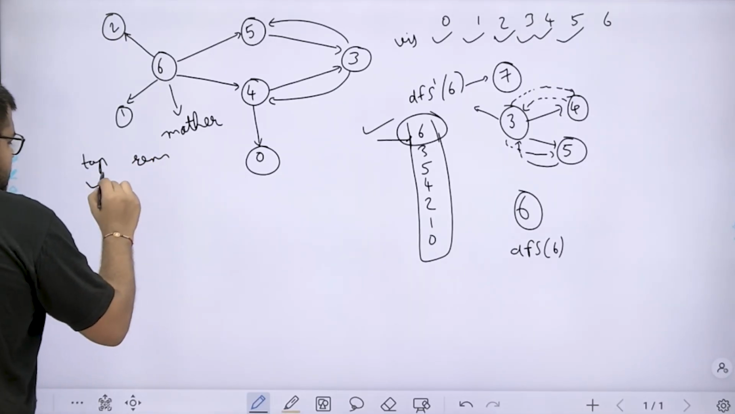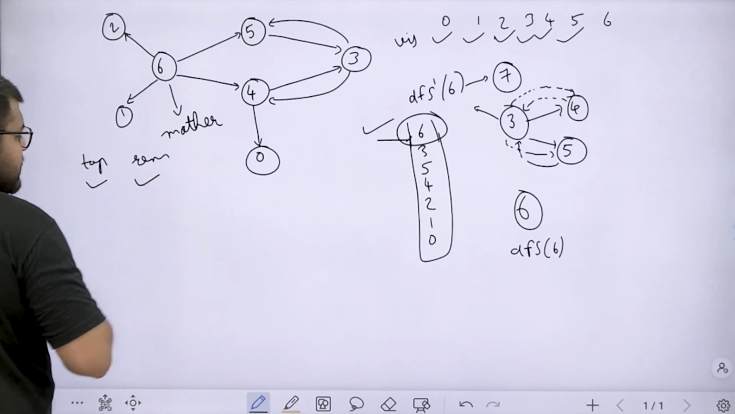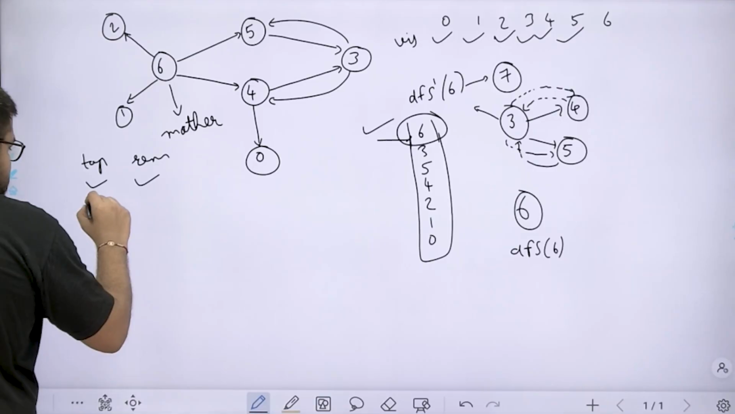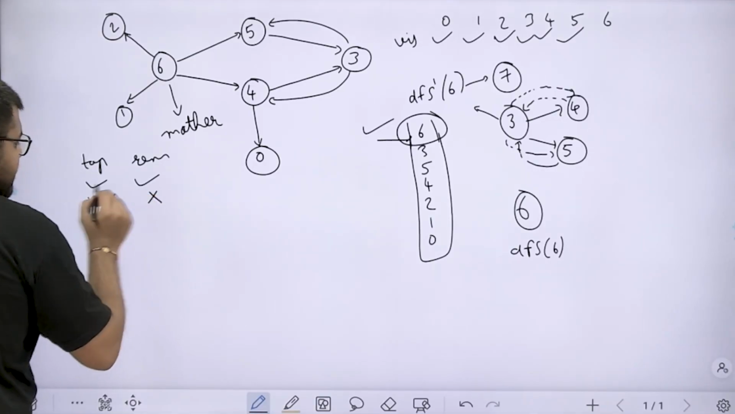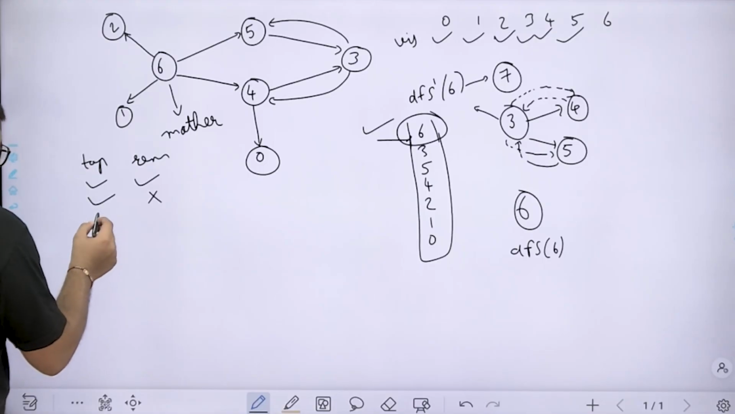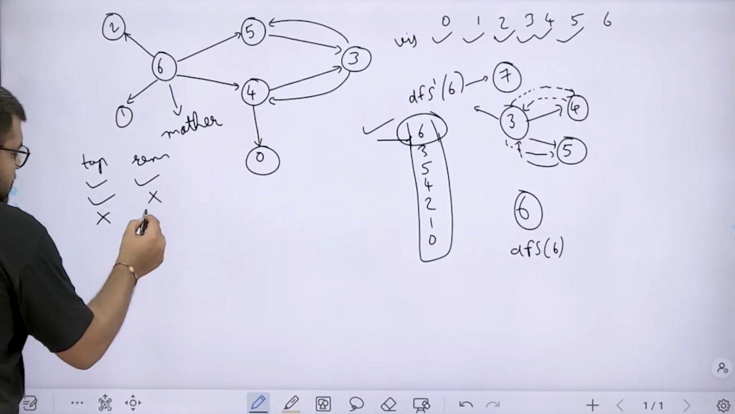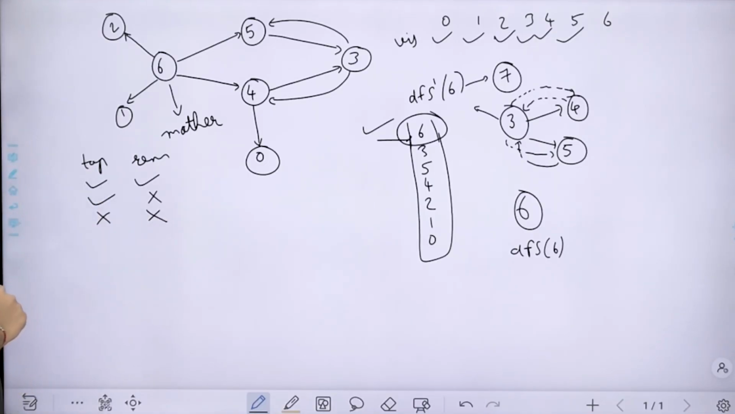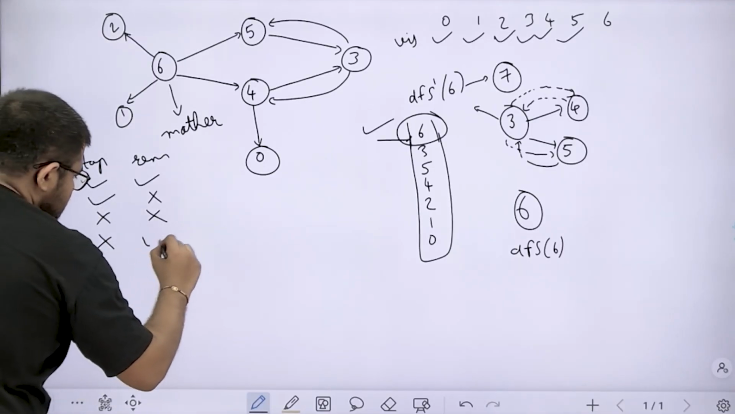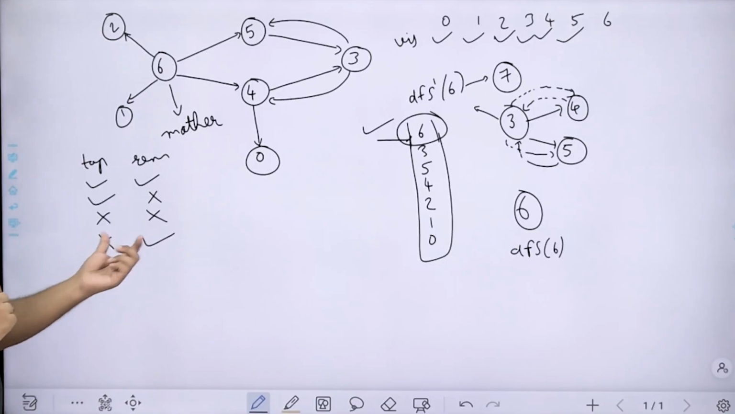Suppose the top of the stack has a mother vertex and the remaining elements also have a mother vertex. Suppose the top of the stack has a mother vertex but the remaining elements do not have a mother vertex. Suppose the top of the stack is not a mother vertex and the remaining elements also do not have a mother vertex. And suppose the top of the stack does not have a mother vertex, but the remaining elements have one mother vertex. So this can be 4 cases.